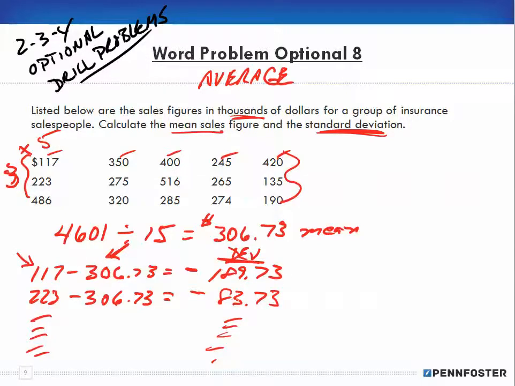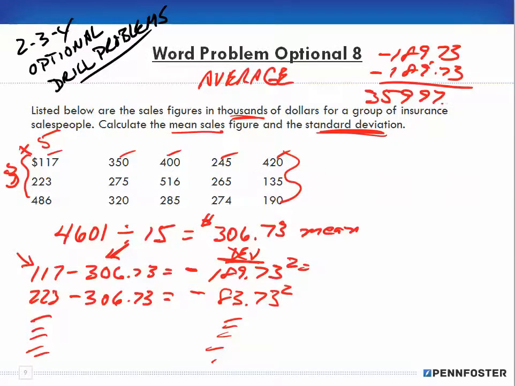That was the next step. Once you have all of the deviations, the following step is to square each one of those deviations, meaning you take each number and multiply it by itself. So you have 189.73 times 189.73, a negative times a negative, so that's going to give you a positive 35,997.47. Then you're going to do the next one.